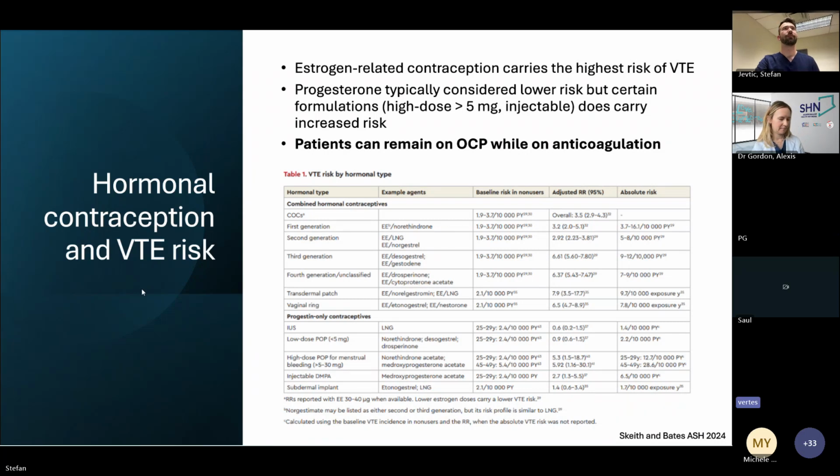I was wondering if I could just ask a question. I'm not sure if this is off topic, but what is your long-term management of an unprovoked pulmonary embolism and the dosing of the medications that you would be using?